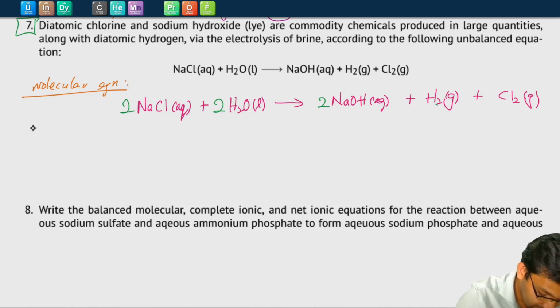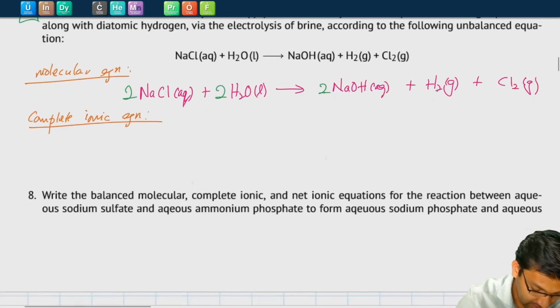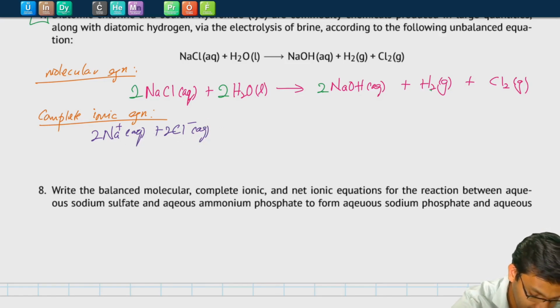Alright, let's look at the complete ionic equation now. I like to label them so that I know which equation is being written. Everything that's aqueous gets broken apart in the complete ionic equation. So we have 2 NaCl. Na breaks apart into Na+, and there's 2 of them, plus Cl-, there's 2 of them, aqueous. Always make sure you write your state symbols, your aqueous, your charges, everything must be consistent.